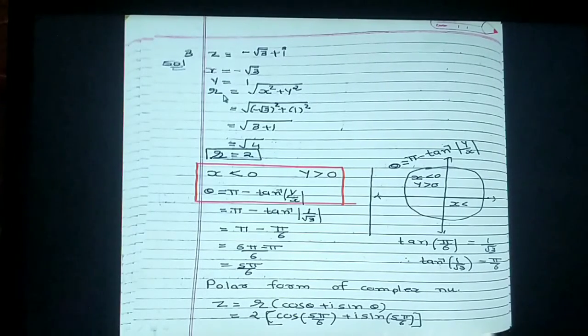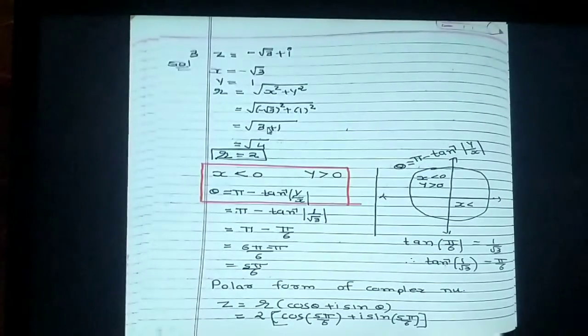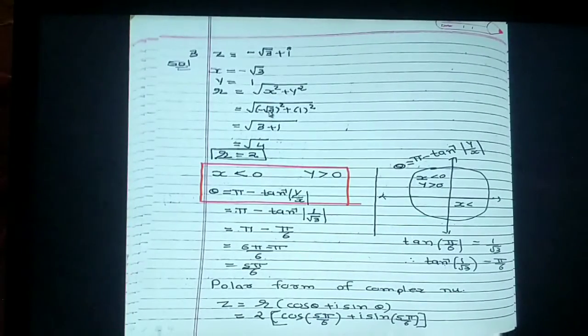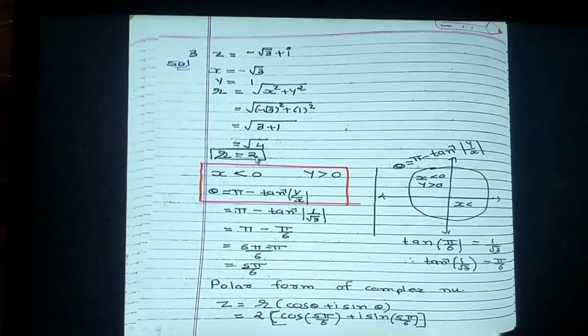Let's find r and theta. R is equal to under root x square plus y square. X is minus root 3. Y is 1. So minus root 3 square plus 1 square is 3 plus 1. Minus square is plus and under root 3 square is 3. So under root 3 plus 1, under root 4, r is equal to 2. Now x is less than 0 here.